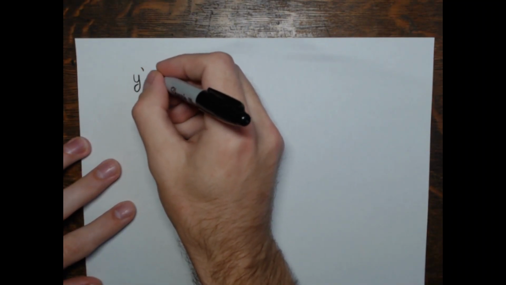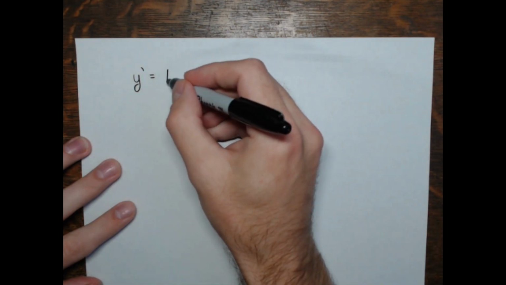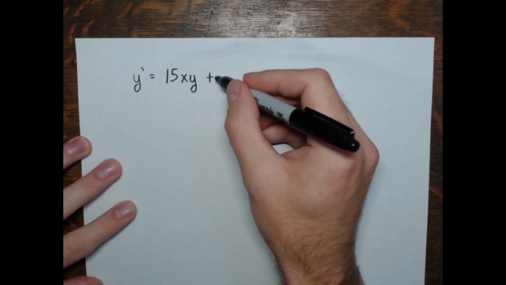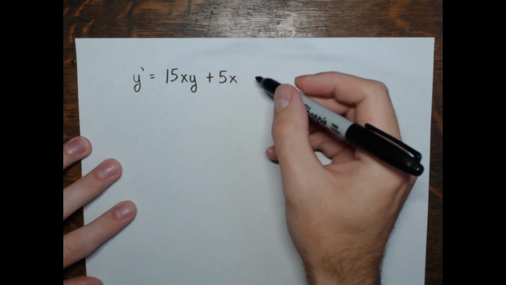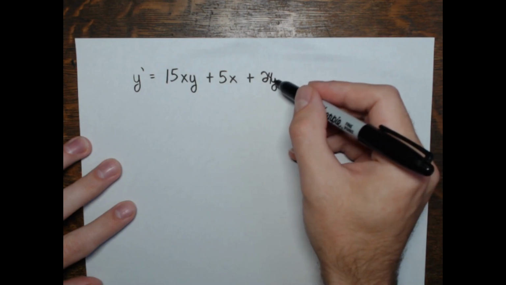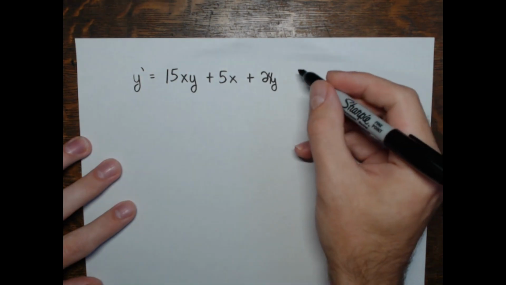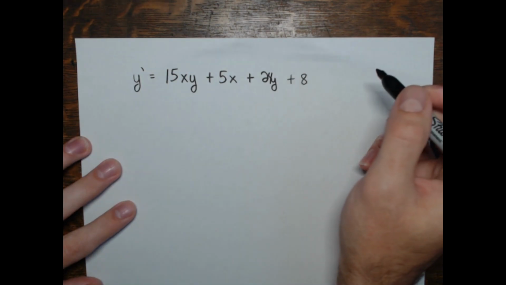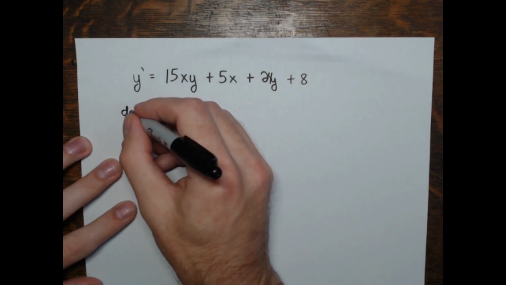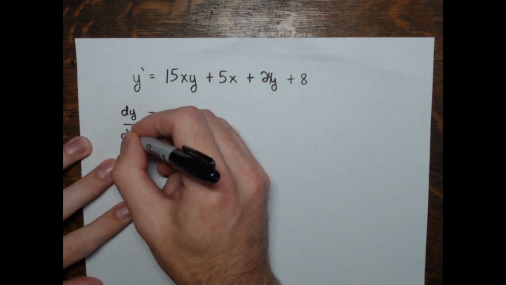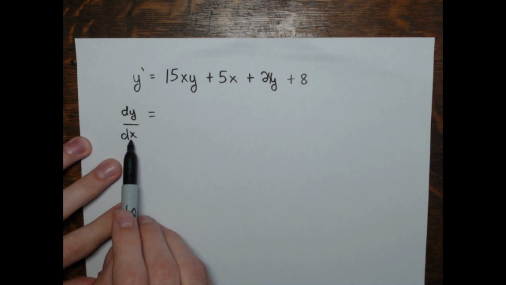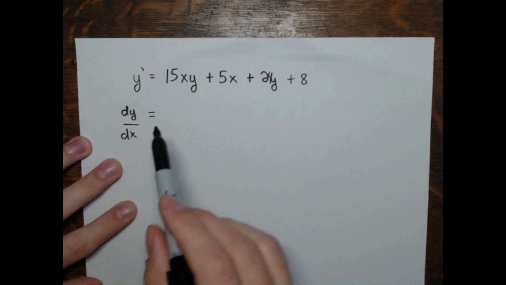We have y prime equals 15xy plus 5x plus 24y, sorry, plus 8. All right. So we have dy over dx. Again, if I'm going to see it as separable and do the separation of variables later, I'm going to write the derivative in this differential form first.